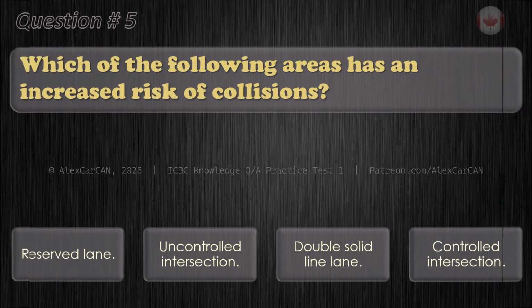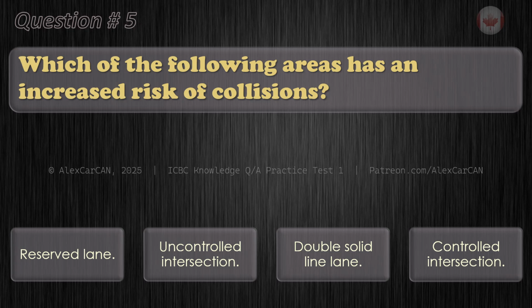Question number 5. Which of the following areas has an increased risk of collisions? Reserved lane. Uncontrolled intersection. Double solid line lane. Controlled intersection. The correct answer is uncontrolled intersection.